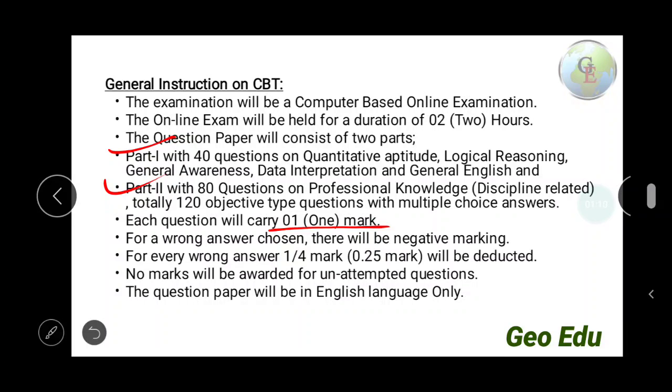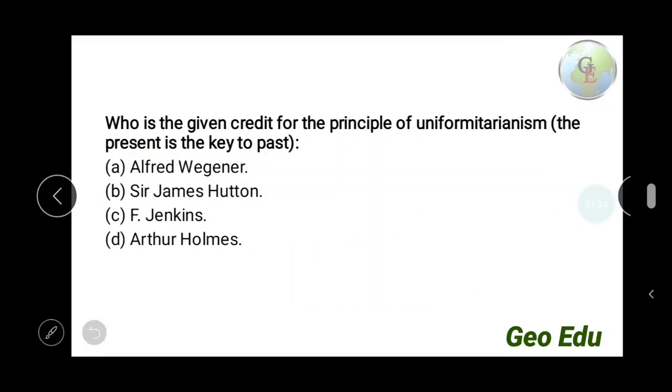As there will be a total of 120 questions and the time will be 2 hours, every question has 1 minute only to answer. So the question level will not be much harder, and there will be negative marking for wrong answers. The negative marking will be 1/4 mark, that is 0.25, and no mark will be allotted for unattempted questions. The question paper will be in English language only.